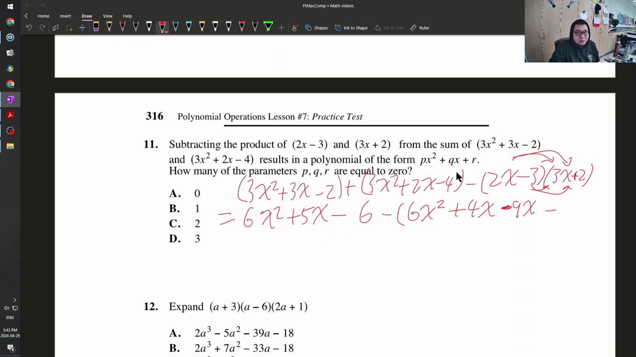Minus 3 times 2 is 6. Okay. So 6x squared plus 5x minus 6. So we here have minus 6x squared. 4x minus 9x is negative 5x, plus 5x because I changed the signs. Minus negative 4 is plus 4. Or minus negative 6 is equal to plus 6. So what cancels out?